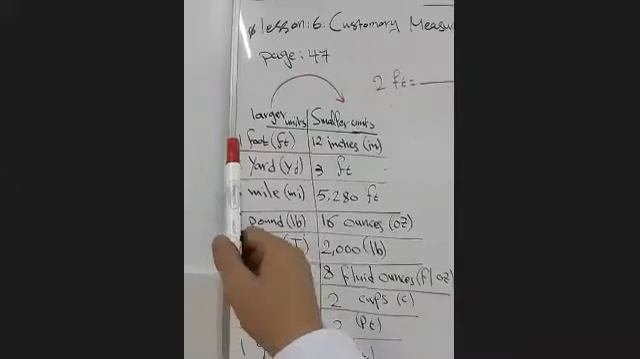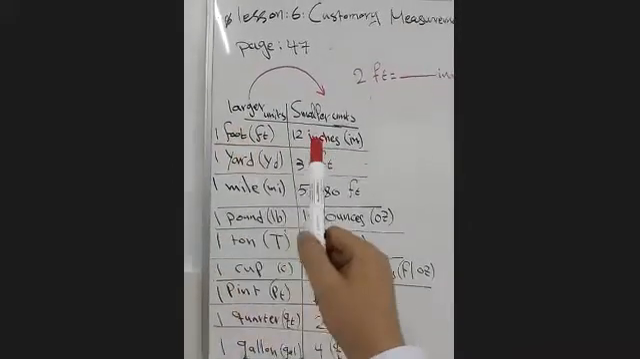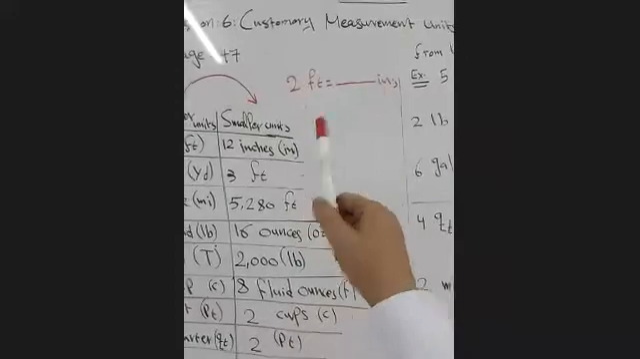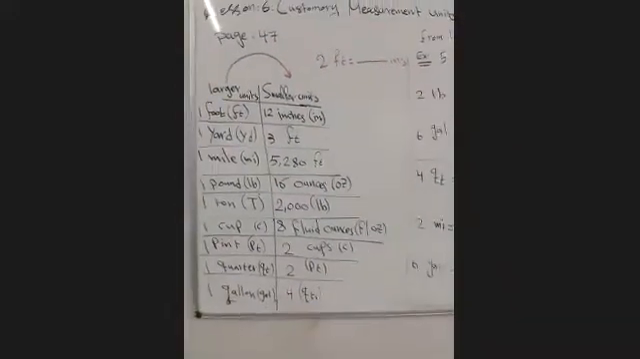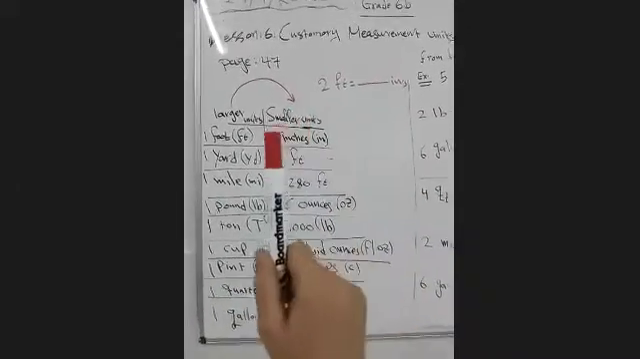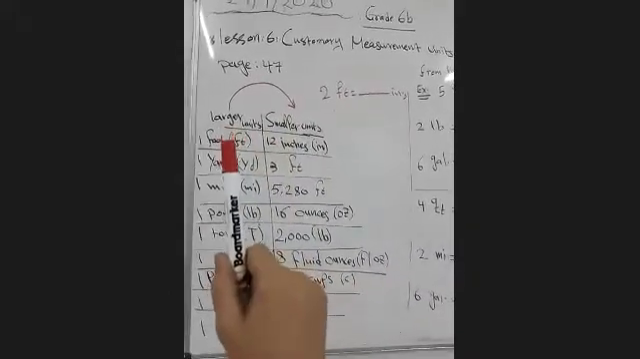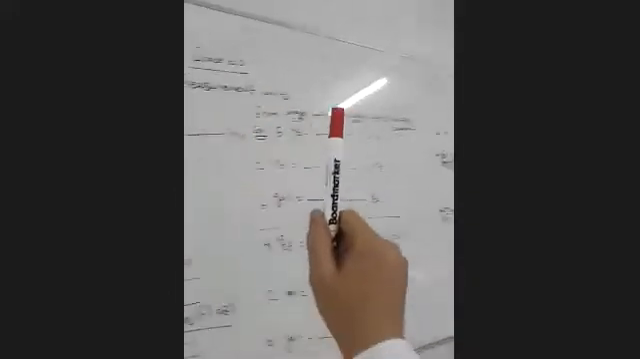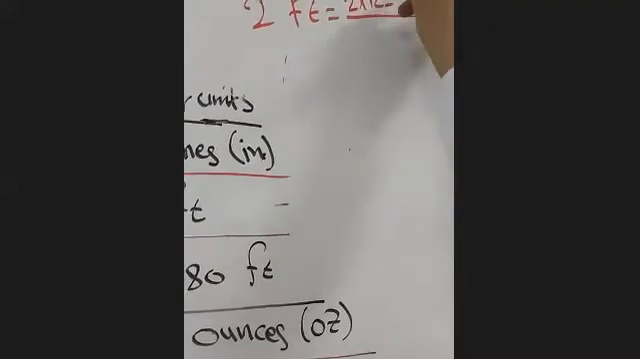Yes, mister. Here I have in the table 1 foot equals 12 inches. But if you have 2 feet, how many inches? It will be 24 inches. What did you do to get 24? 2 multiplied by 12. So I will multiply 2 with 12. That's why I said, guys, if I want to convert from larger to smaller, we what? We multiply. So here 2 multiplied by 12 is 24 inches.